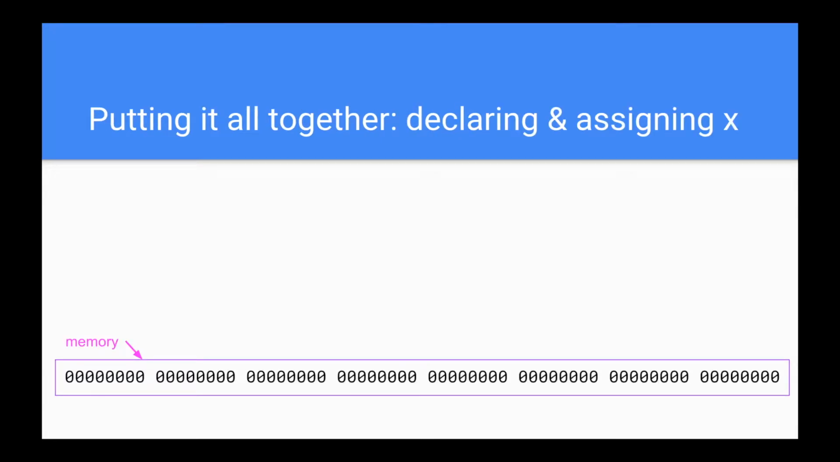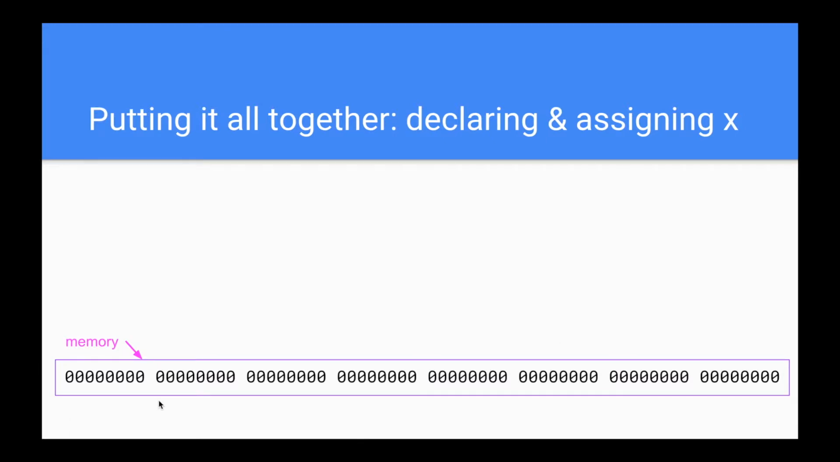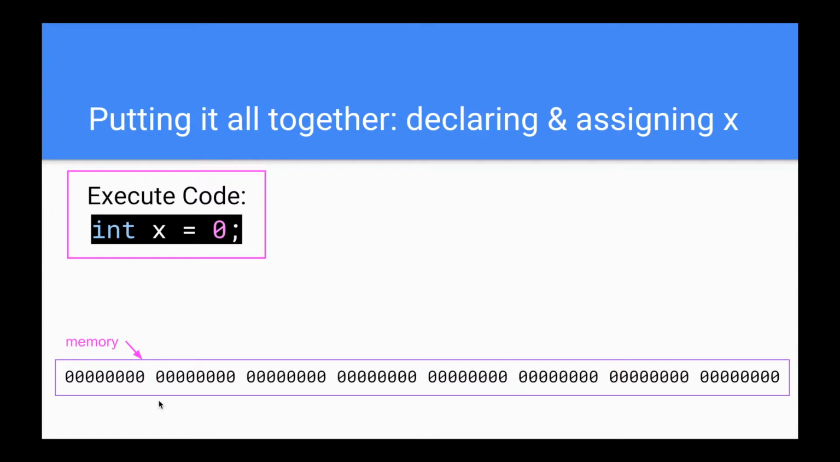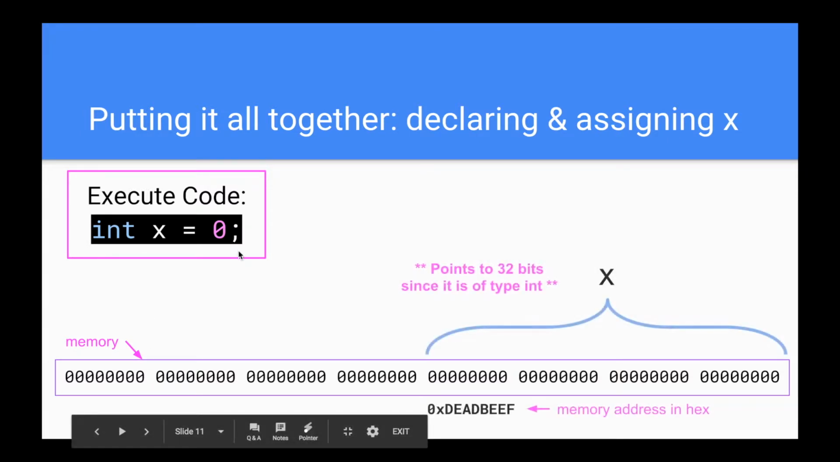So putting it all together, let's say that this set of zeros is memory. And somebody executes the code int x = 0. Well, that sets aside these 32 bits for the integer, and this is the memory address. DEADBEEF is just a word that is valid, and it's a valid hexadecimal number.